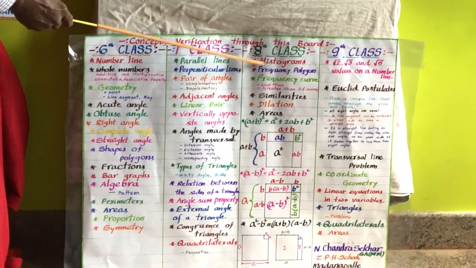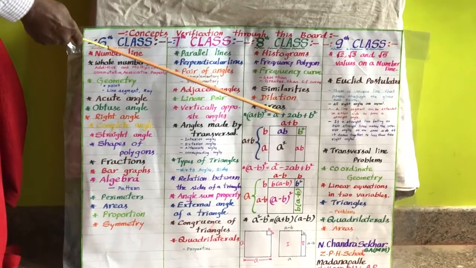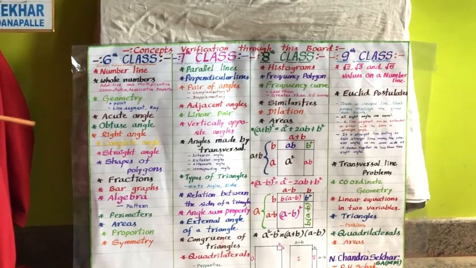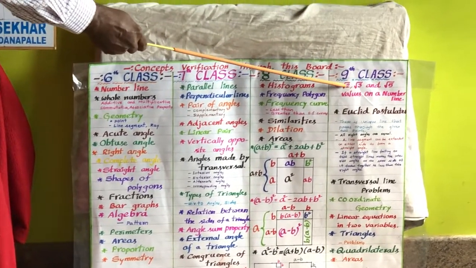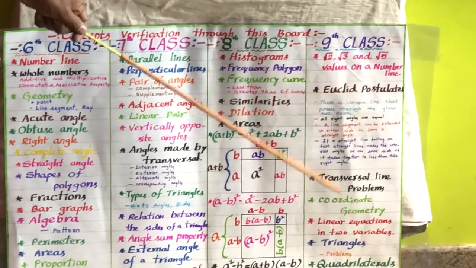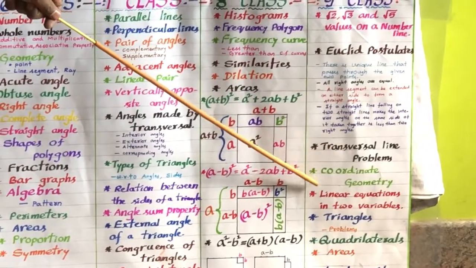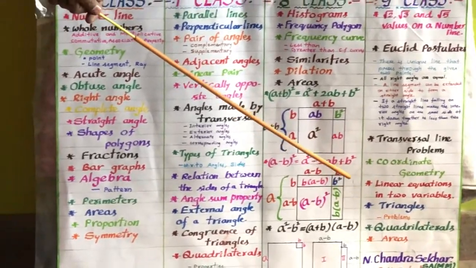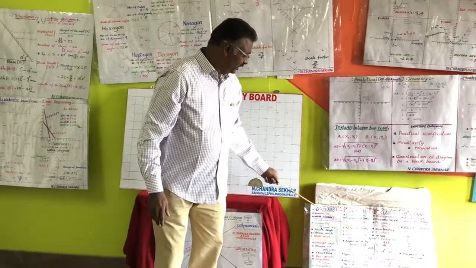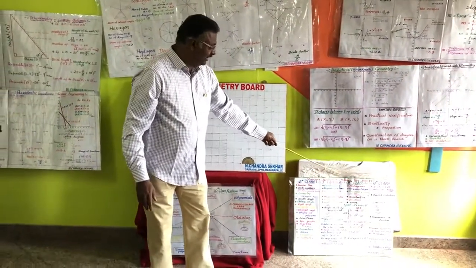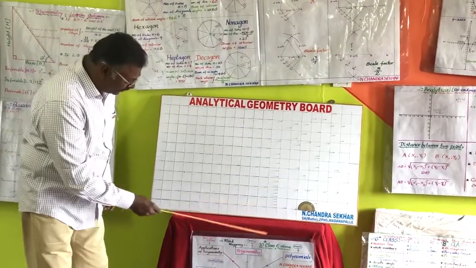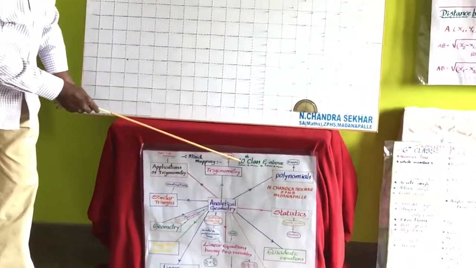Then in the 8th class, that is the histogram, frequency curve, (a+b) whole square and (a-b) whole square. I want to explain these through this board. And in the 9th class, root 2, root 3, root 5 values, Euclid's postulates and transversal line problems, coordinate geometry, linear equations in two variables, triangles and quadrilaterals. I want to teach all these properties for the 6th, 7th, 8th, 9th classes using this board, and after completion of that, I want to go on to the 10th class and above.